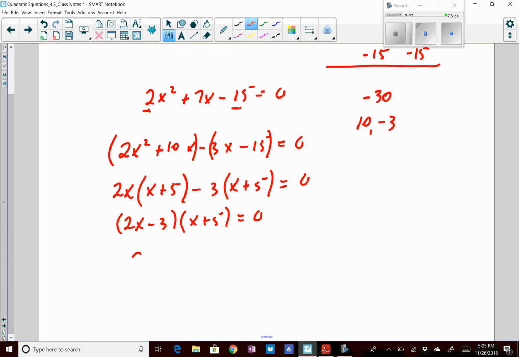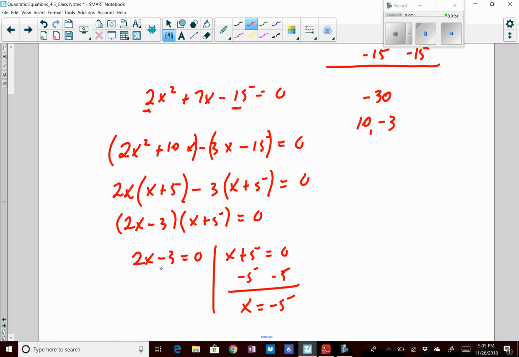We're ready to take each factor, set it equal to 0, and solve for each one. Okay, so we have solutions of negative 5 and 3/2.